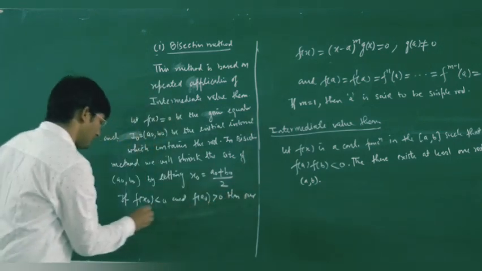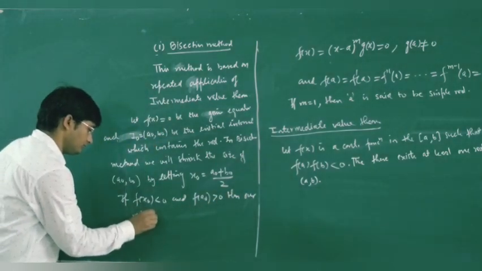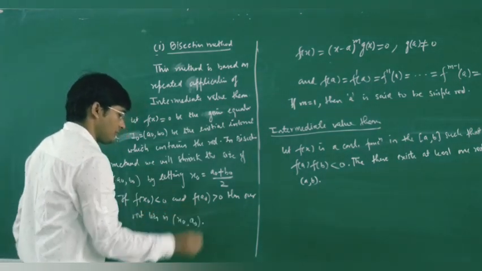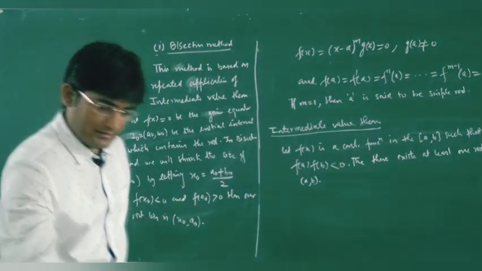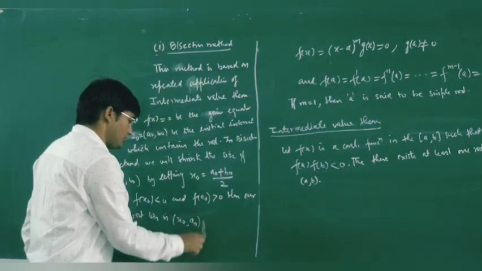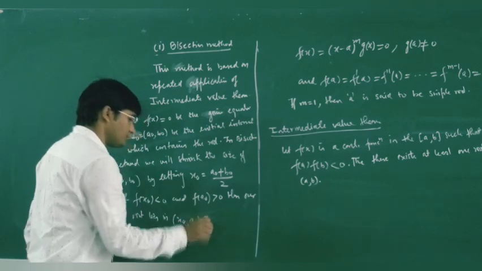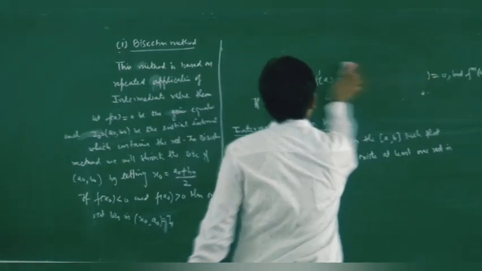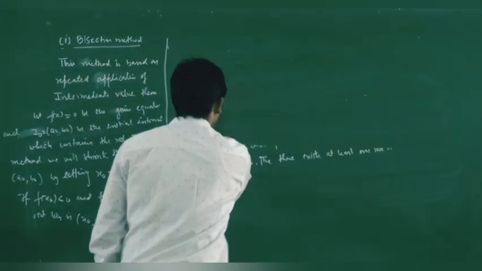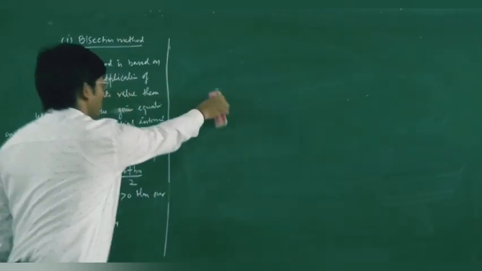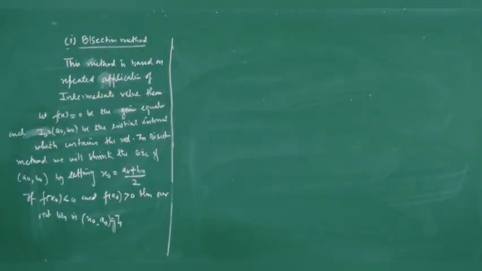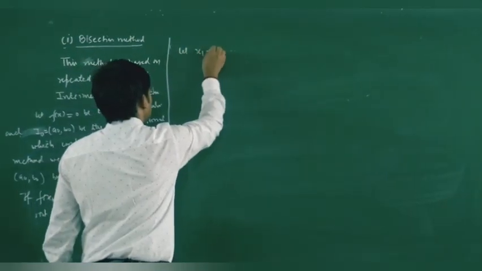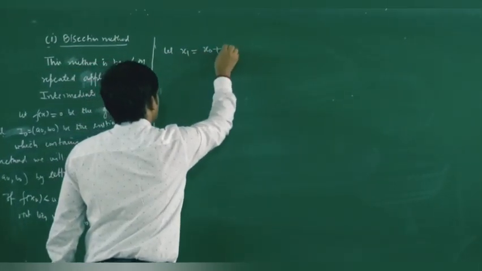Now if your f of x naught is negative and your f of a naught is positive, then our root lies in the interval x naught comma a naught, and suppose that this is your interval I1. Again we will shrink the size of this interval by letting x1 equal to x naught plus a naught by 2.